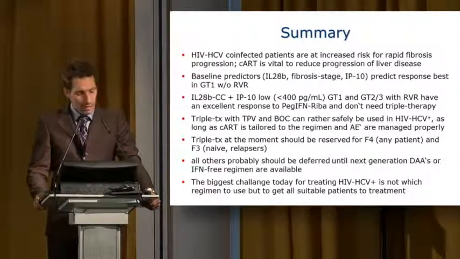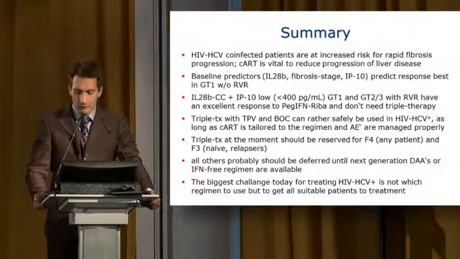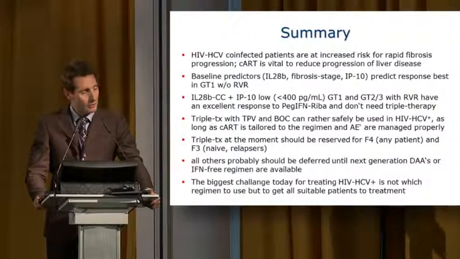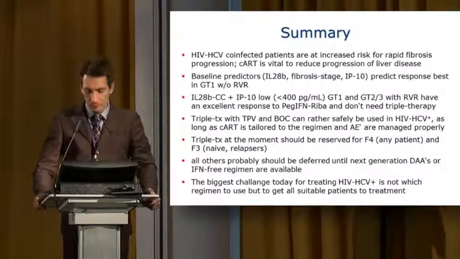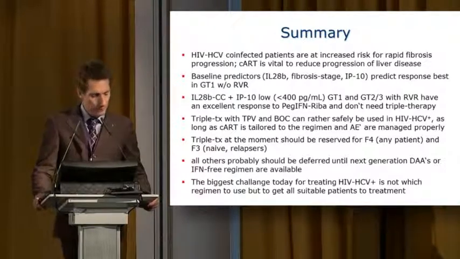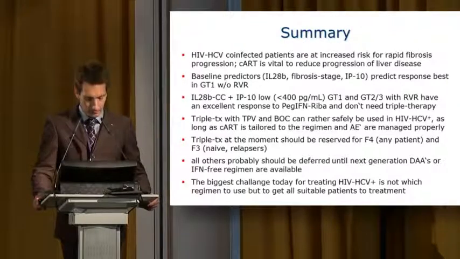Triple therapy with telaprevir and boceprevir can rather safely be used in HIV-HCV co-infected patients as long as the antiretroviral therapy is tailored to the regimen and adverse events are managed properly. Triple therapy at the moment should be reserved for F4 patients and for F3 patients that are treatment naive and relapsers. All others probably should be deferred until the next generation of DAAs are available or until interferon-free regimens are available.